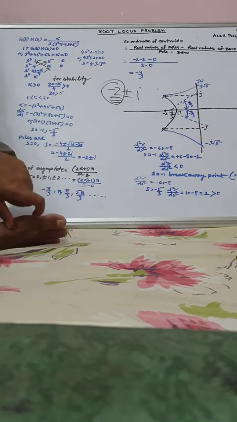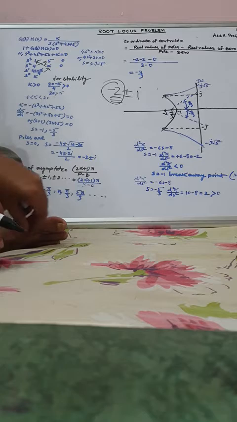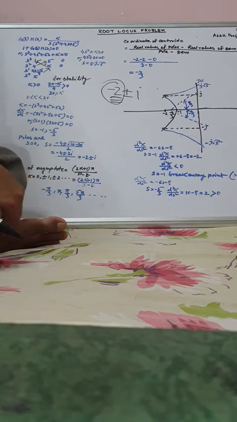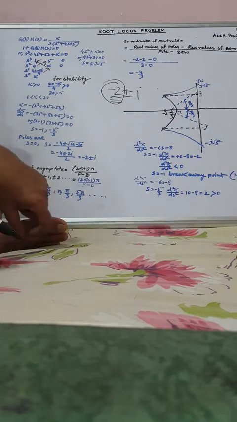Now our task is to find out the breakaway point. Which one is the breakaway point? In order to do this, we will have to find d square K by ds square, the second order derivative of K with respect to s. So d square K by ds square is minus 6s minus 8. So s equal to minus 1: 6 minus 8 is equal to minus 2. d square K by ds square is less than 0.